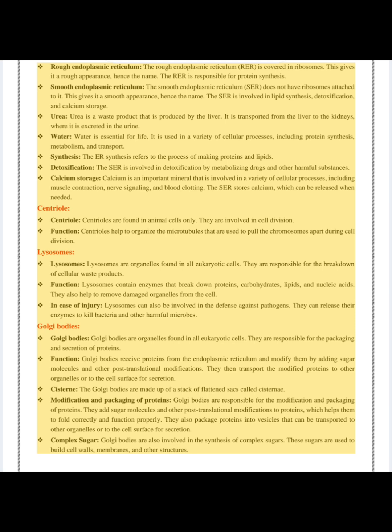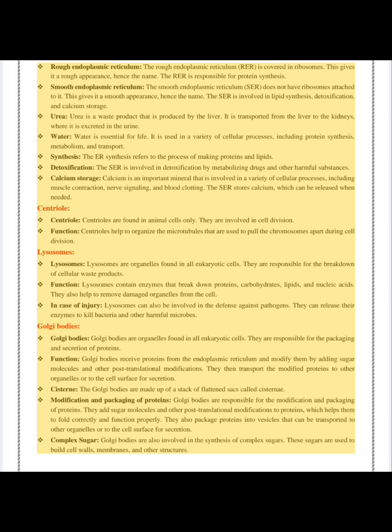Urea. Urea is a waste product that is produced by the liver. It is transported from the liver to the kidneys, where it is excreted in the urine. Water. Water is essential for life. It is used in a variety of cellular processes, including protein synthesis, metabolism, and transport. Synthesis. The synthesis refers to the process of making proteins and lipids.